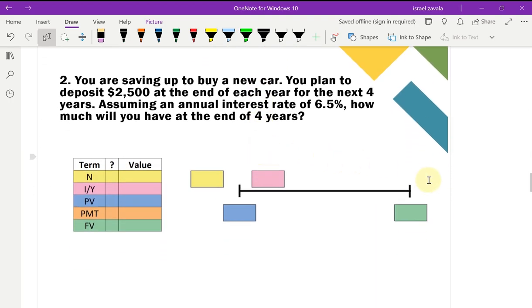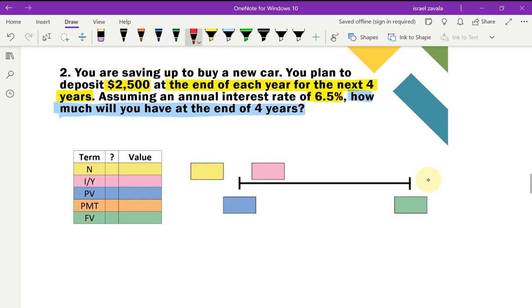Okay, so very similar question. Let's grab our highlighter. You are saving to buy a new car. You plan to deposit $2,500 at the end of each year, for the next 4 years. Assuming an annual interest rate of 6.5%, how much will you have at the end of 4 years? Okay, so what am I looking for? I'm looking for my future value.